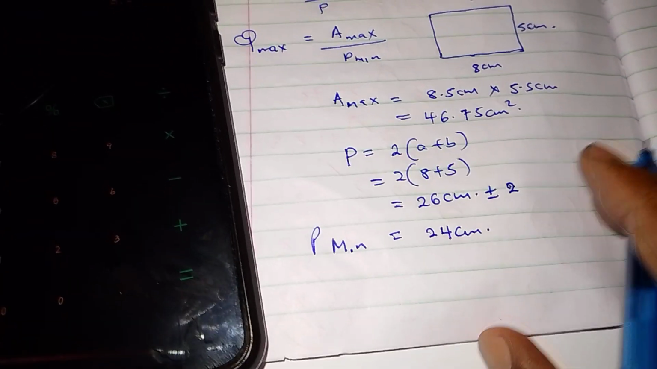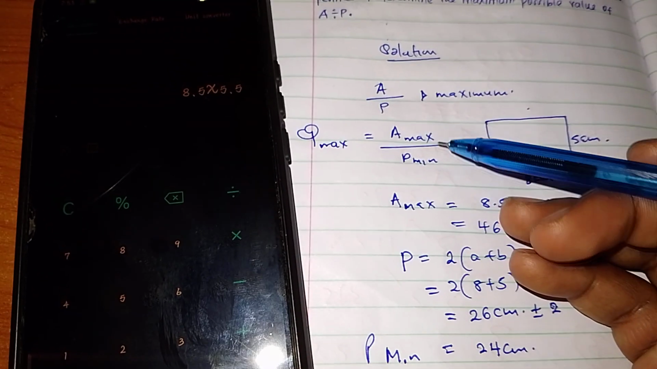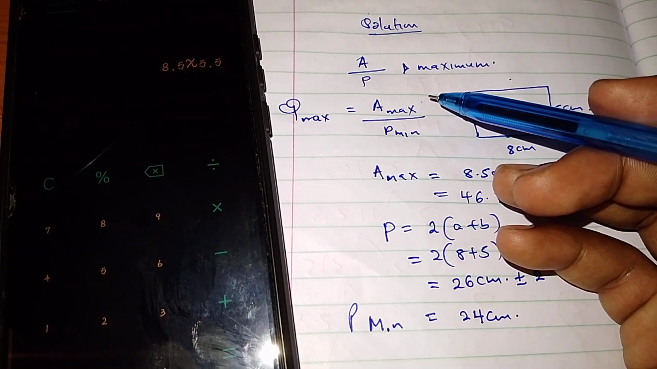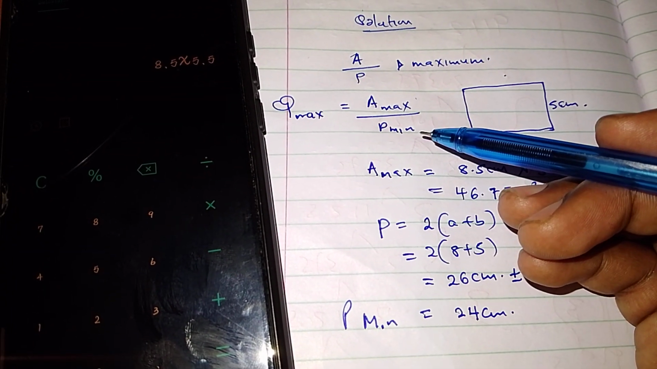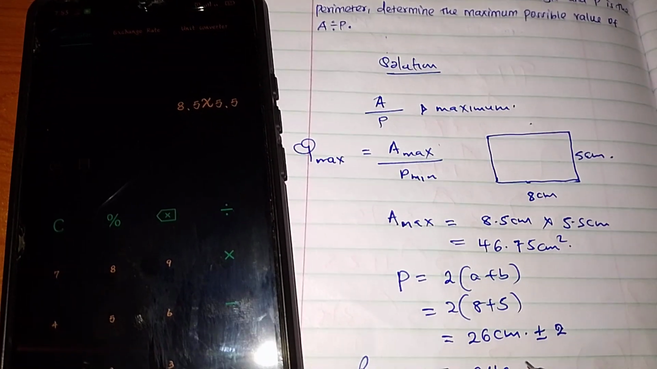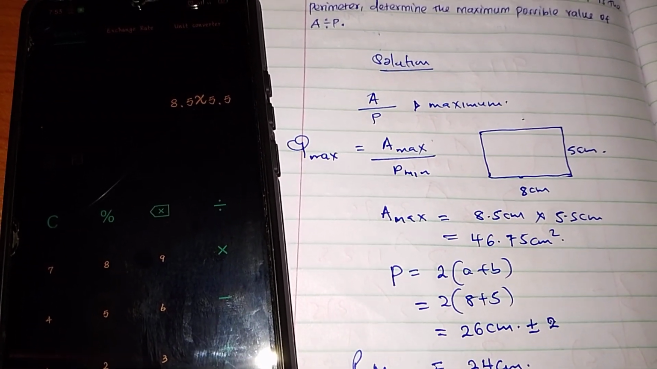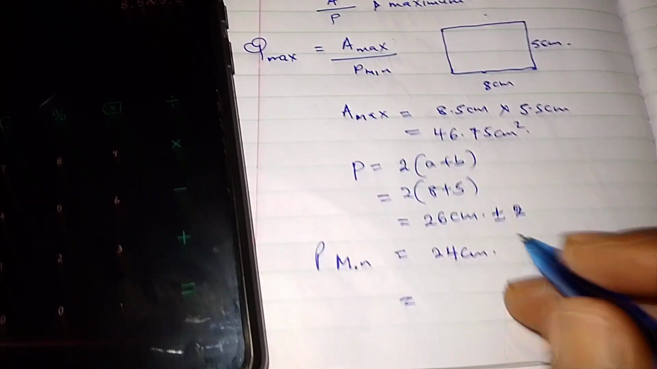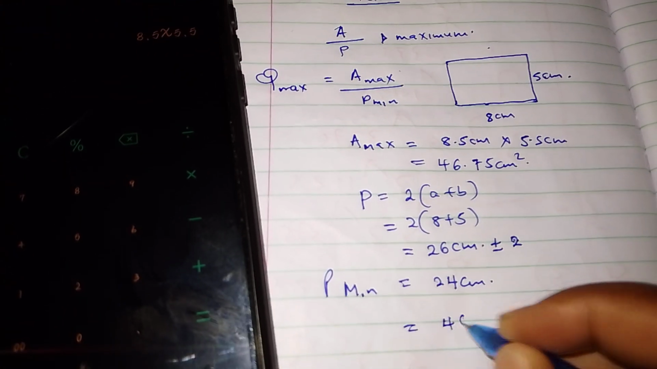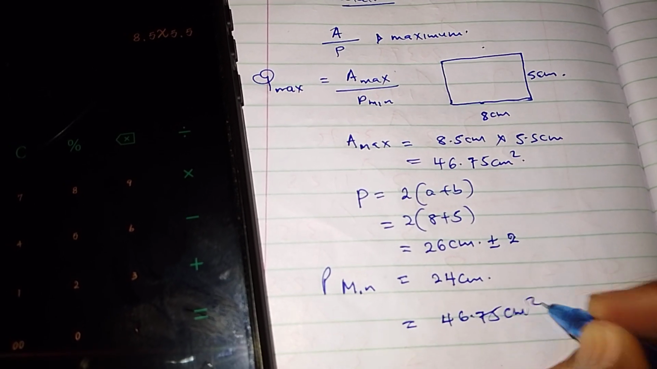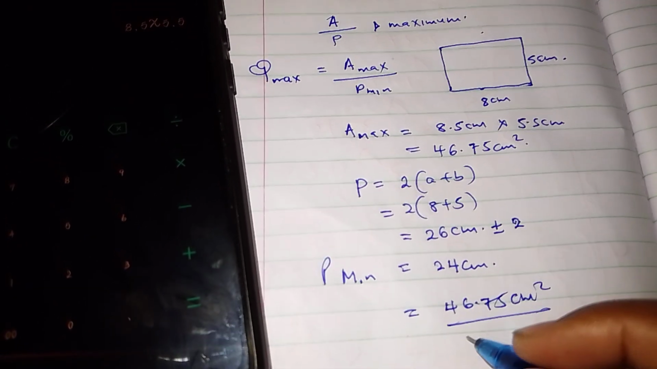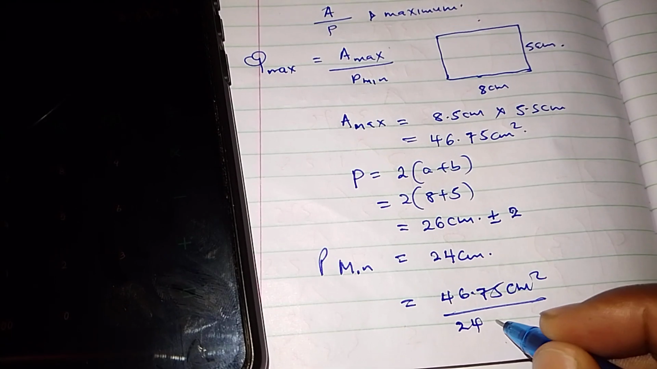So now the maximum quotient, revisiting what we agreed before, is A max over P minimum, that is maximum area over minimum perimeter. So this is going to give us 46.75 centimeters square over 24 centimeters.